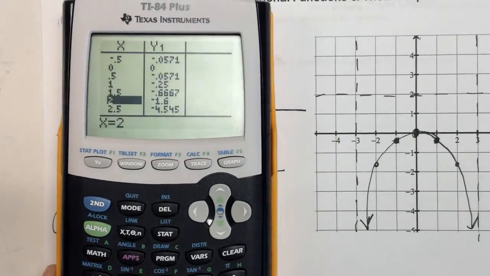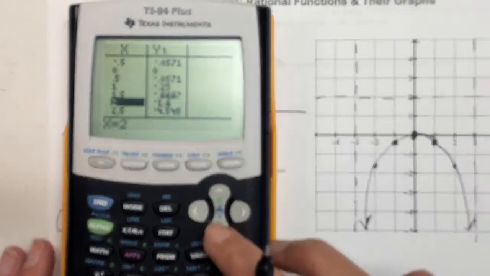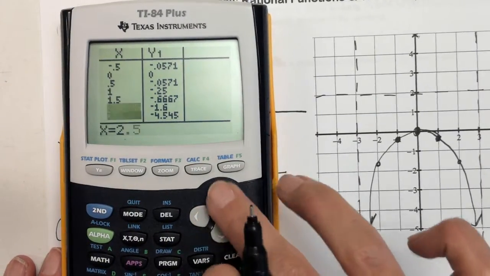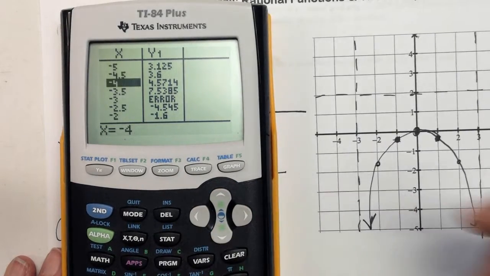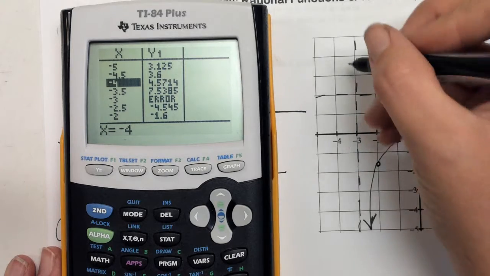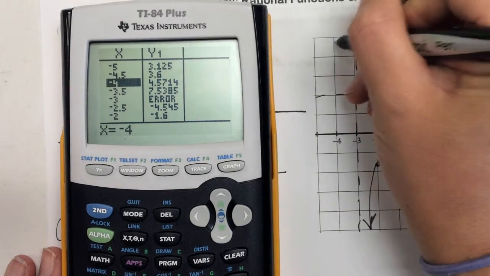And now what's it doing at negative 4? What's the y value at negative 4? Negative 4 is at 4.57, so that's way up here. 1, 2, 3, 4.57.